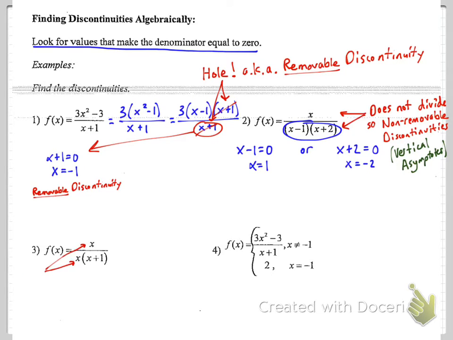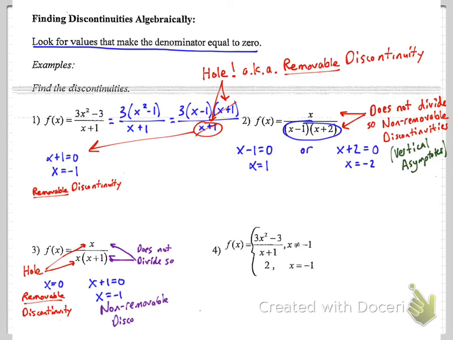For number 3, notice how x appears in the numerator and the denominator, so it's a factor that can be divided out. So when x equals 0, that's going to be a hole or removable discontinuity. However, x plus 1 is a factor that only shows up in the denominator. So x equals negative 1 is going to be a non-removable discontinuity because there's nothing to divide out in the numerator. All right, let's get to this next one.